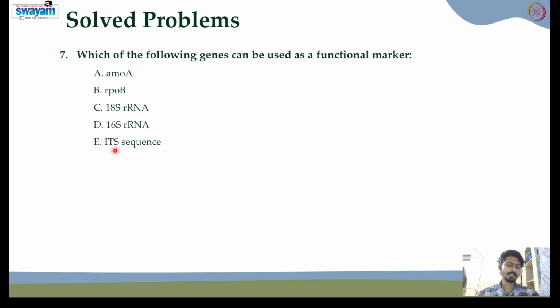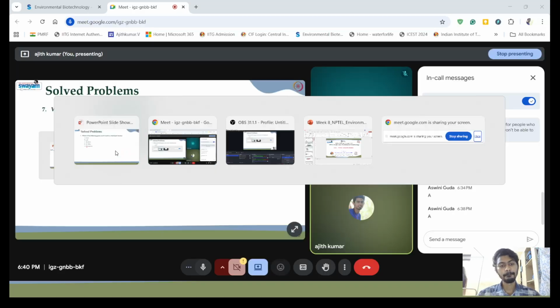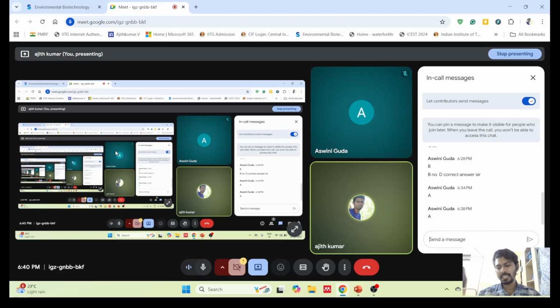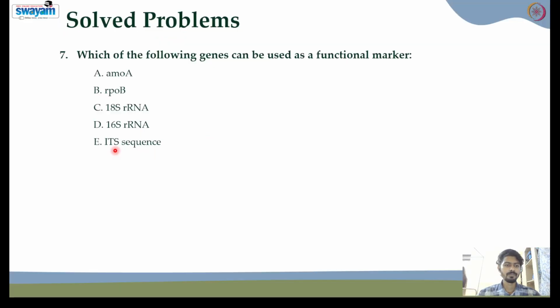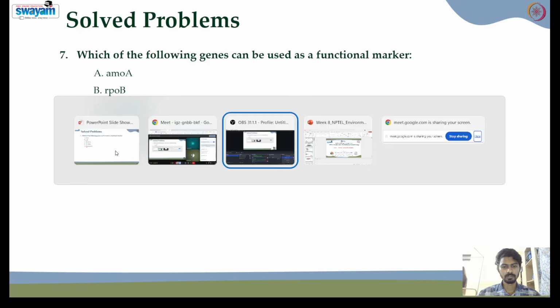And your answers, sir? Your answers are option A. Okay. Option A, AMO-A gene. We will see the answer now.